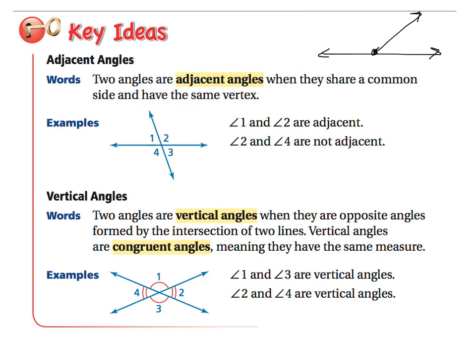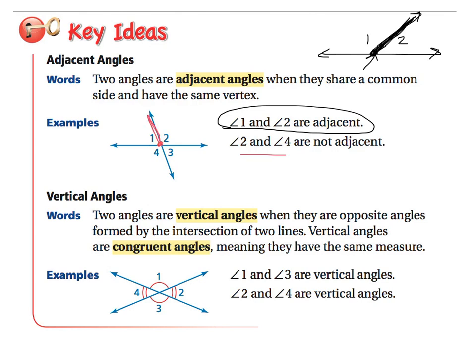So for example, here's my vertex. They share a common side, which in this case is this ray. So I could say angles 1 and 2 are adjacent. They're next to each other. A lot of people think they're next to each other, which they are. But make note they share a common side and a vertex. So if you look at this problem, angles 1 and 2 are adjacent. They share the vertex and a common side.